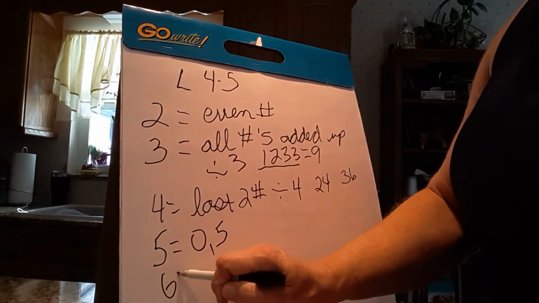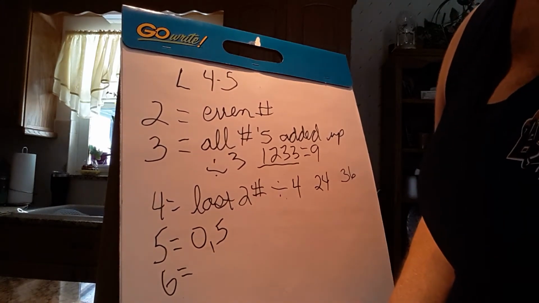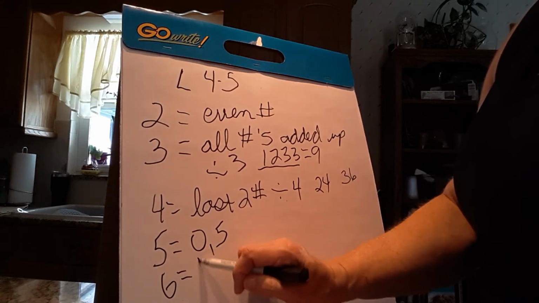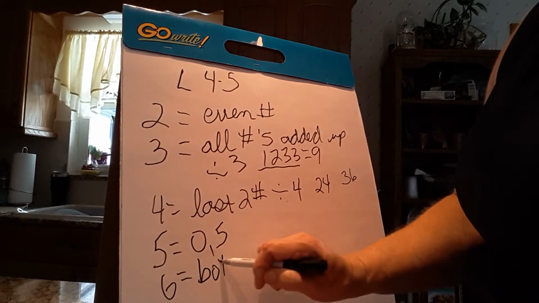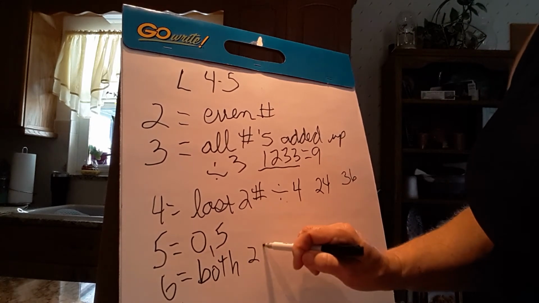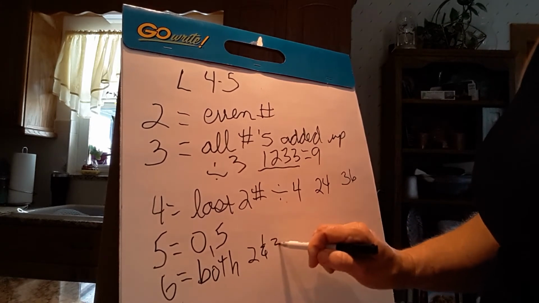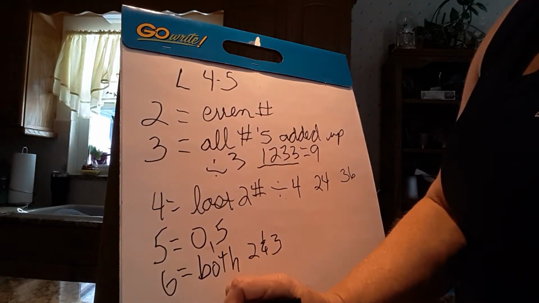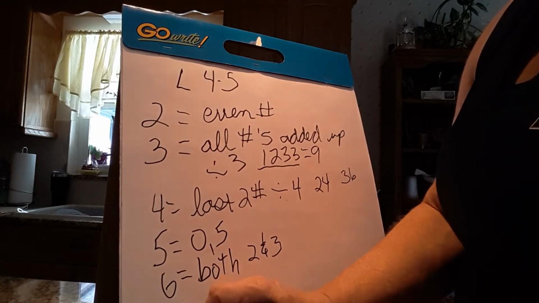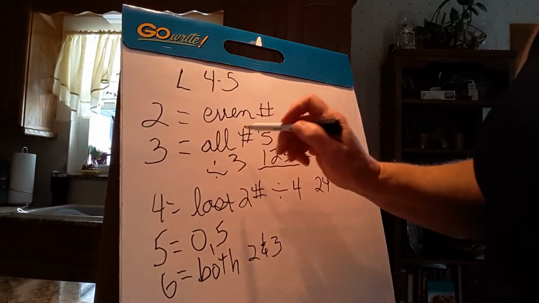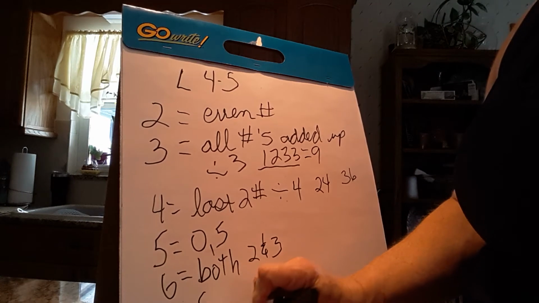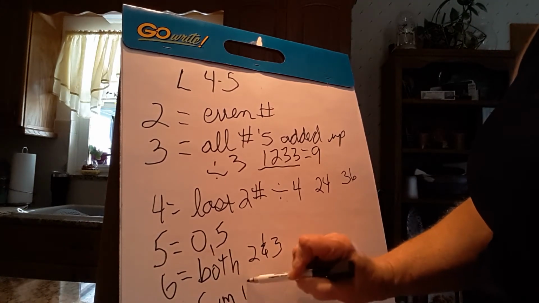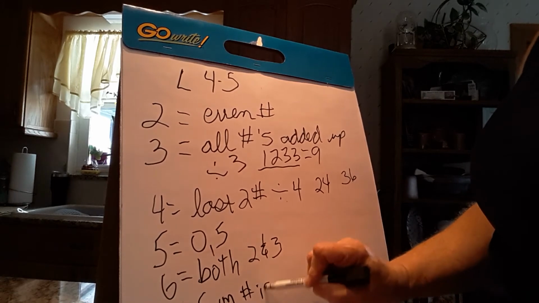For 6, it has to be divisible by both 2 and 3. This is probably one of the hardest ones to see. Then we have 9. Again, it's like 3: the sum of all of its digits is divisible by 9.